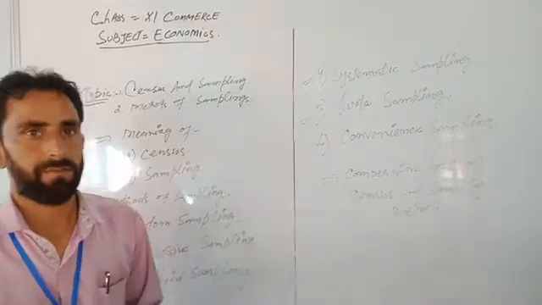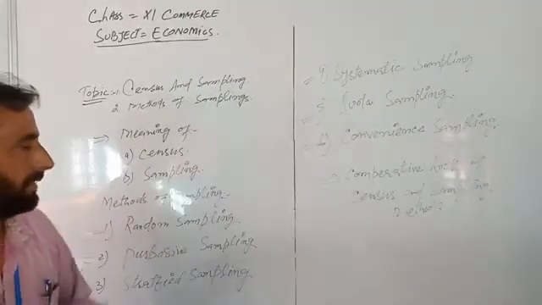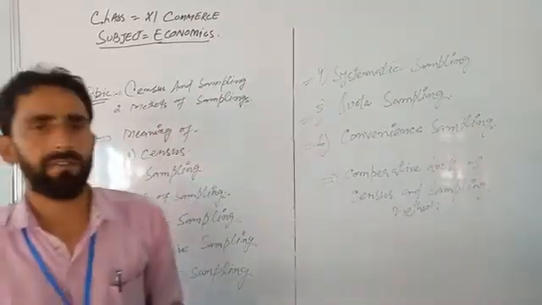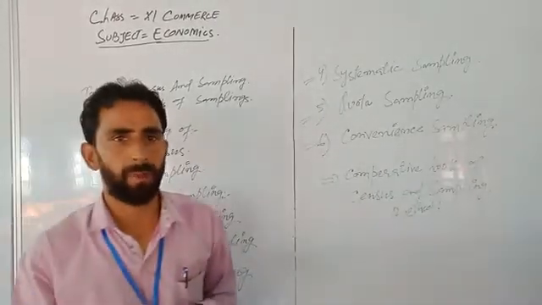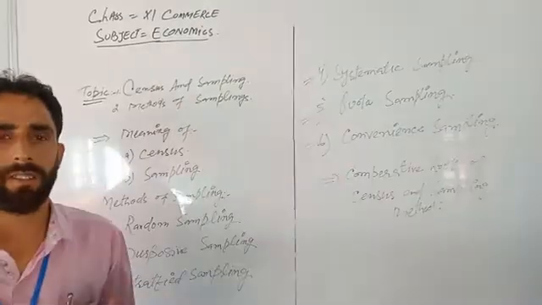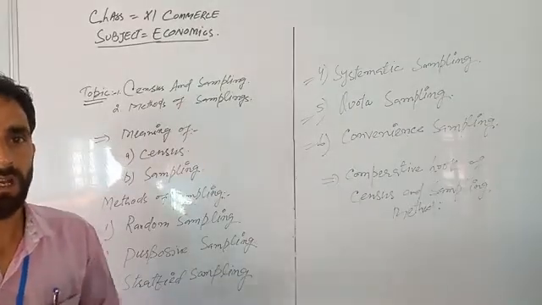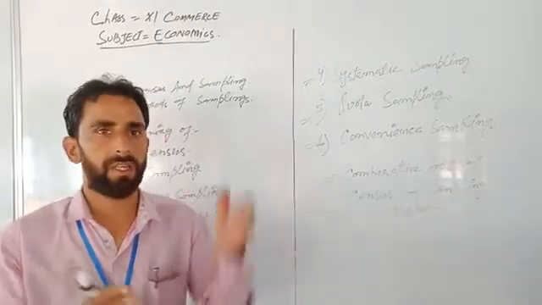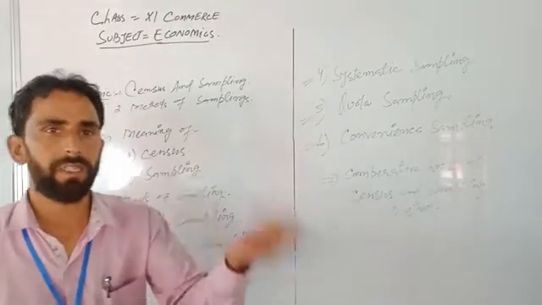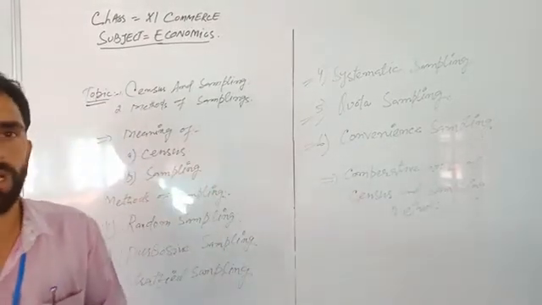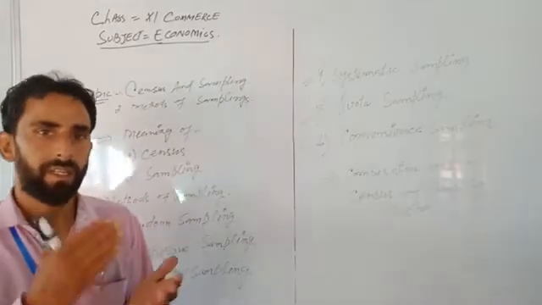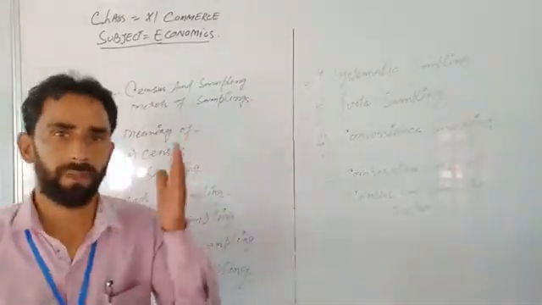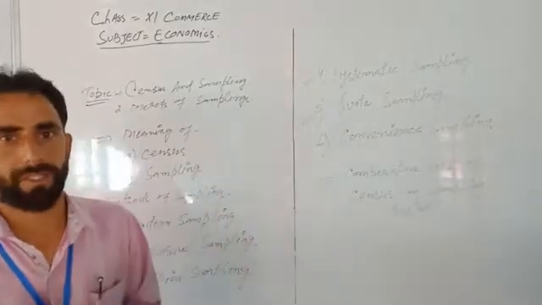There are some differences between census and sample. We will discuss them. But sampling is another method in which each and every item of the population or universe is not getting an equal chance. On some characteristics, on some basis, we are selecting some data, and the data which we are selecting is representing the whole universe or population.